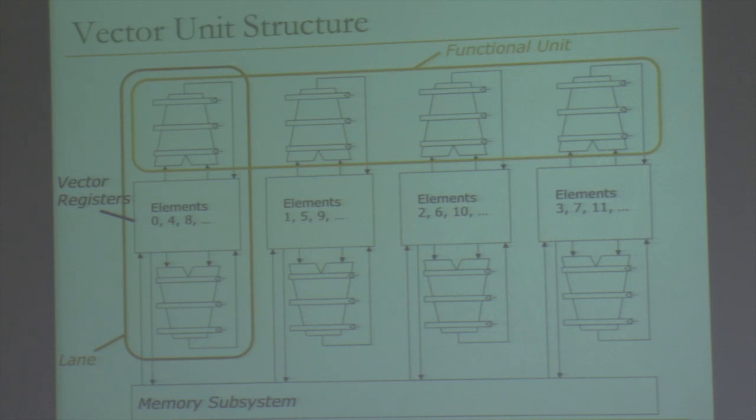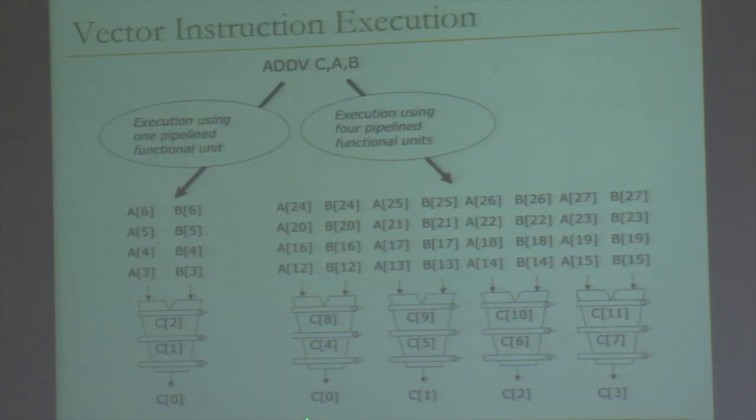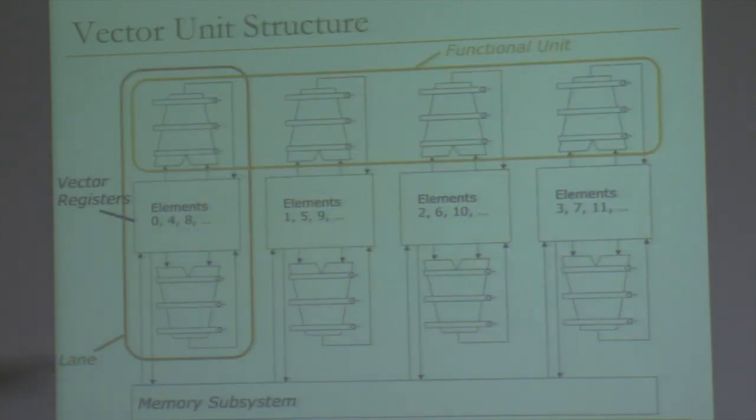So a vector unit is structured such that elements 0, 4, 8, 12, 16, 20, 24 are supplied by a register file that contains only them. Elements 1, 5, 9, 13, and so on, are supplied by a register file that contains only them. So you can partition your register file now. That's what a GPU looks like. Actually, a GPU looks like this, basically, internally.